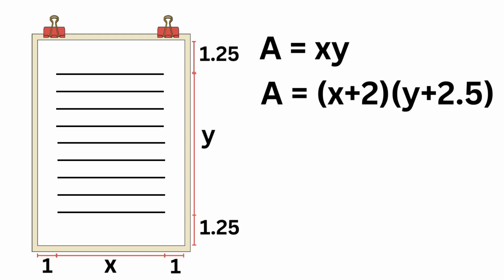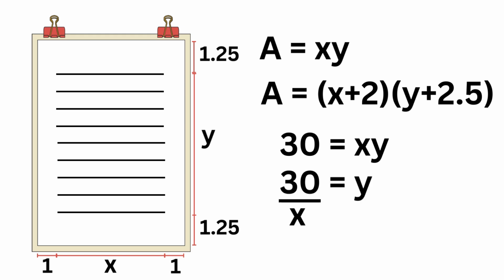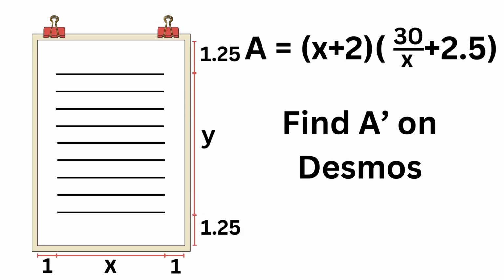Okay, so now what are our constraints? Well, we want the printed area to be 30 square inches. So that means that 30 is equal to X times Y, and then we can solve for Y and we would get 30 over X. So that means my area in terms of X would be the quantity X plus 2 times the quantity 30 over X plus 2.5.